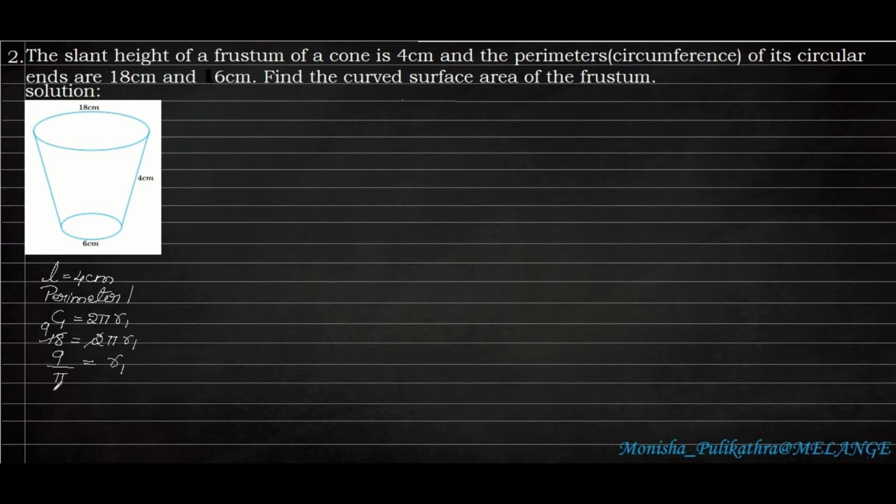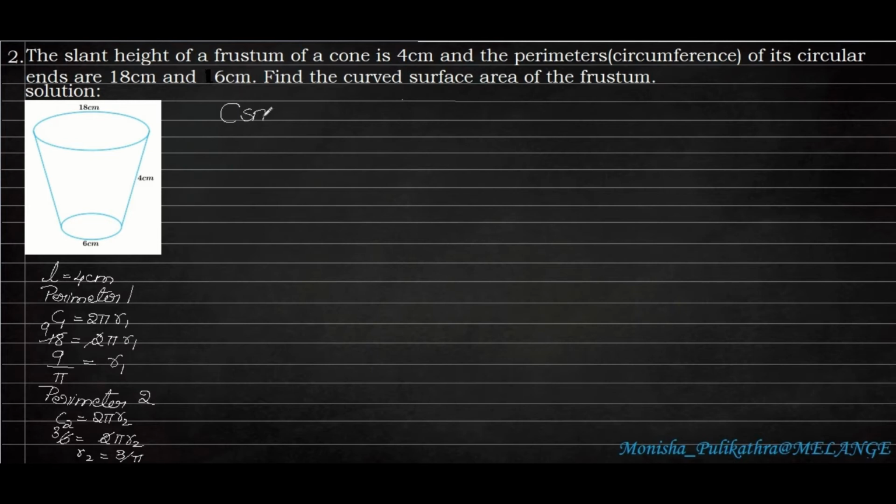Okay. So next I will be taking perimeter 2, that is the bottom end. So perimeter 2 is given by C2 is equal to 2 pi r2. So it is 6 centimeter. So 6 is equal to 2 pi r2. So 2 threes are 6. So r2 is equal to 3 by pi.